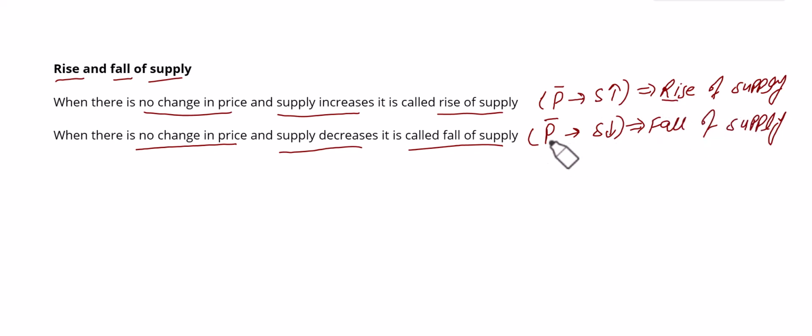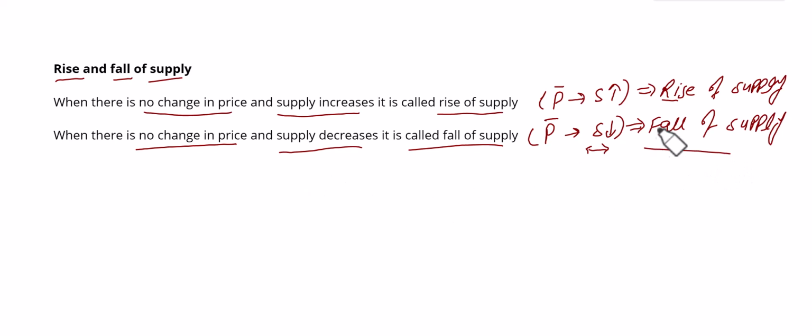Now price is constant but supply is decreasing. We assume that there is a flood in a country, and it has badly affected the production of wheat. So when there is less production, there will be less supply in the market. This less supply is not affected by price level. Price is the same, but production is affected by the flood. So there will be less supply available in the market. So this is called fall of supply.